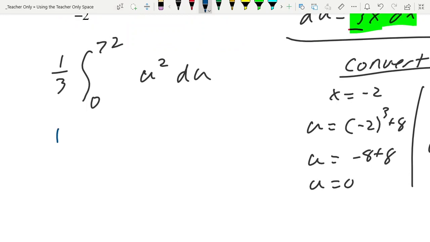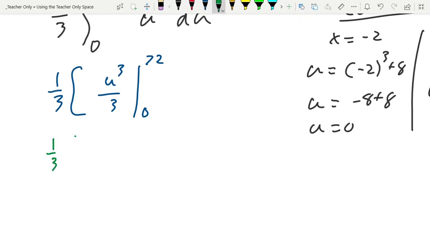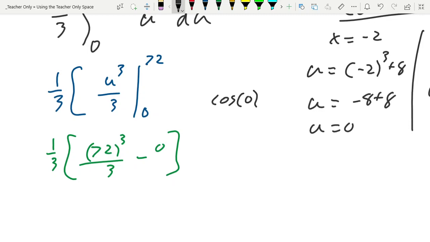So now I'm able to anti-derive. So this is 1/3 times u to the 3rd over 3, evaluated from 0 to 72. And we'll go ahead and substitute that in. So that'd be 1/3 times 72 cubed over 3 minus 0. And make sure you do that little mental check, right? It's so often we just say, oh, it's 0, I don't need to write it. But sometimes 0 isn't 0. Like if it was cosine of 0, that's 1, right? So make sure you actually sub it into the function and make sure it actually gives you 0.